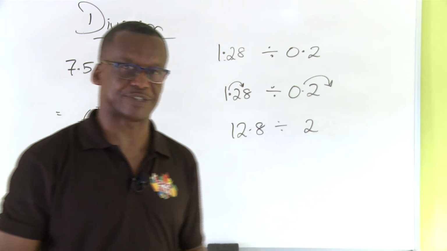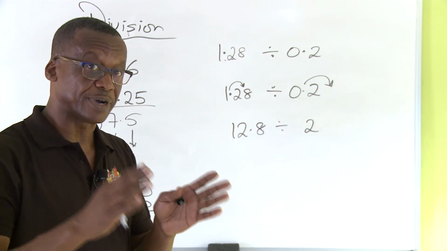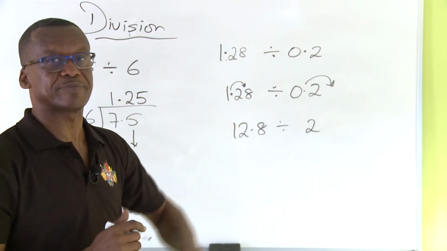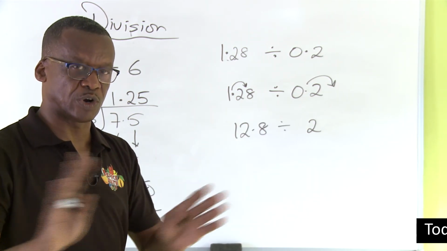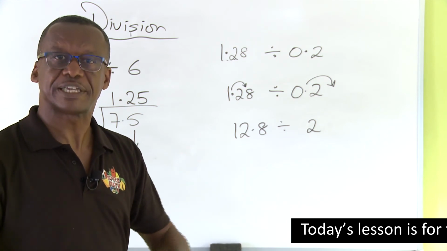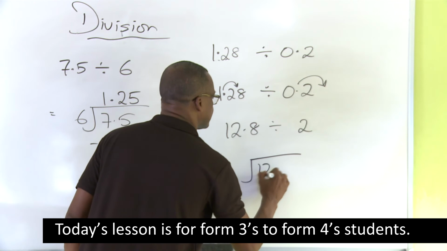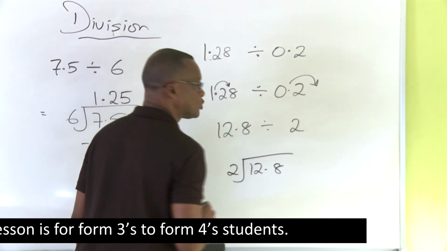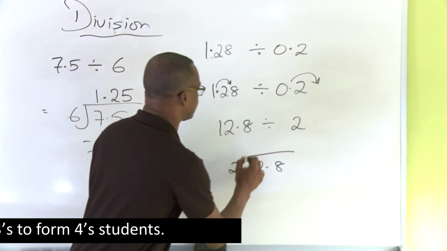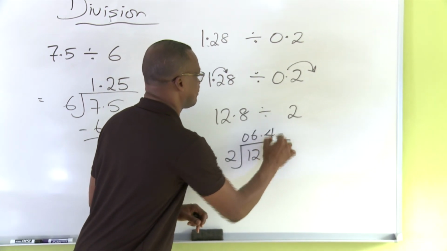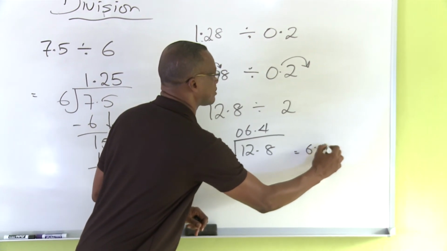Now the question has changed slightly, but in the correct proportion. We now have 12.8 divided by 2. The divisor is no longer a decimal. Division can take place normally. So, 12.8 divided by 2. 2 into 1 is 0, 2 into 12, 6. Put your point, 2 into 8, 4. Answer, 6.4.